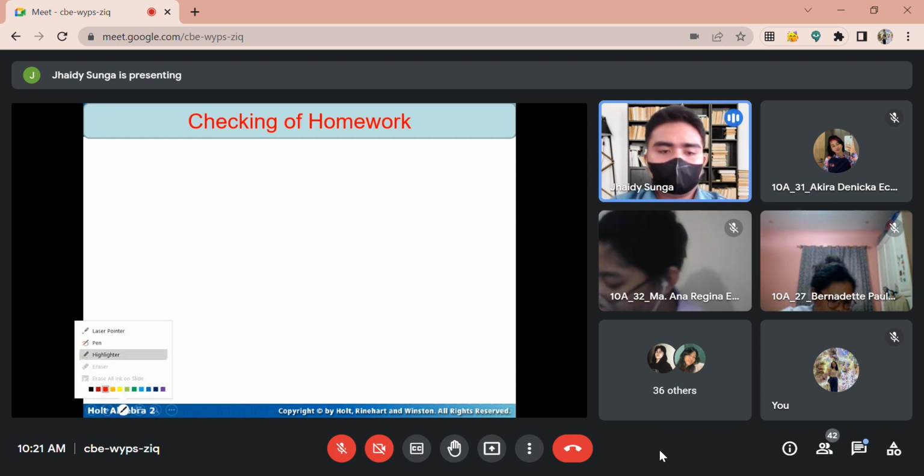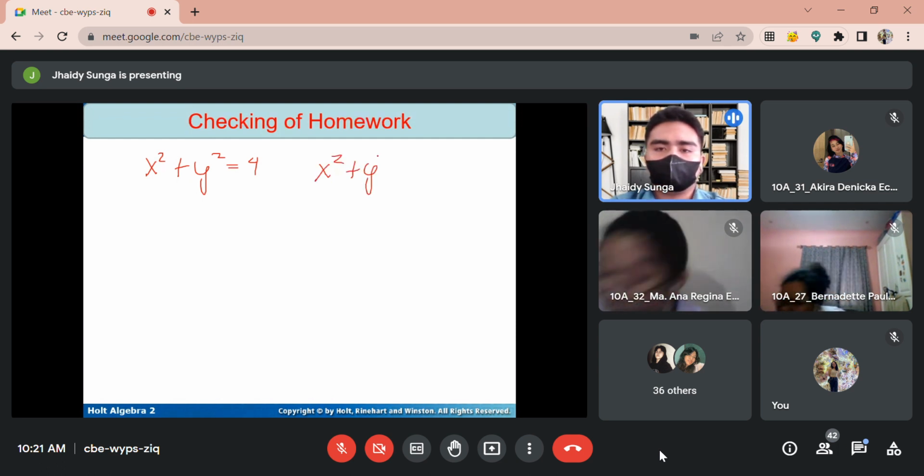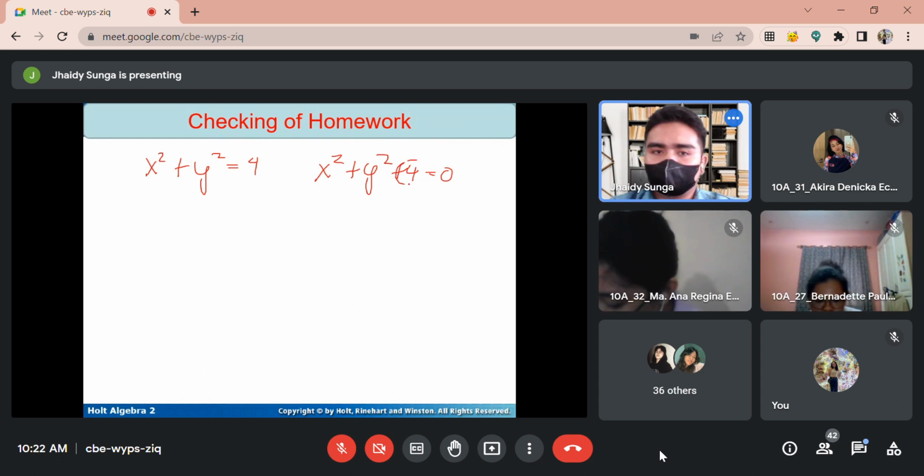Okay, so let's try this one. If you just see x squared plus y squared, then that is a circle, correct? Okay. But if you just solve, for example, x squared plus y squared plus 4 is equal to 0, that is a circle. Okay, why? Because you have a constant. You could just transfer.